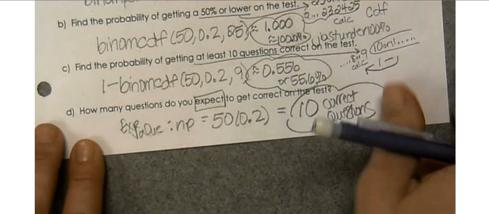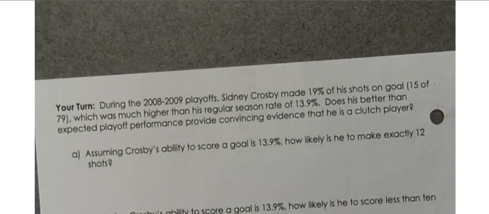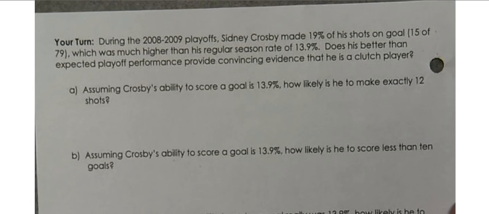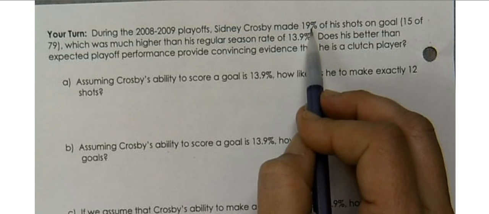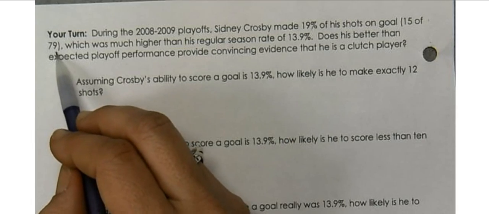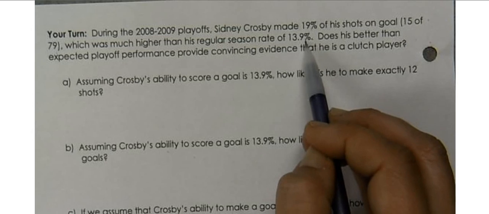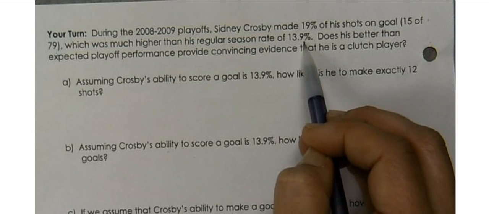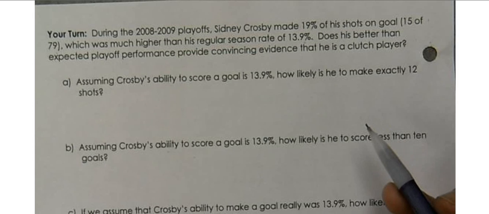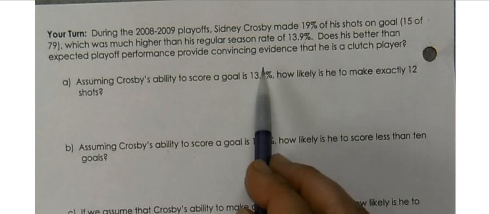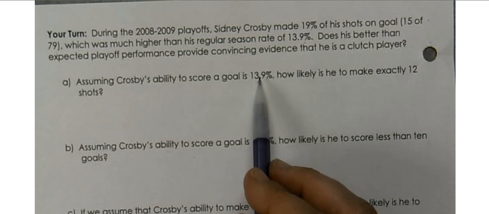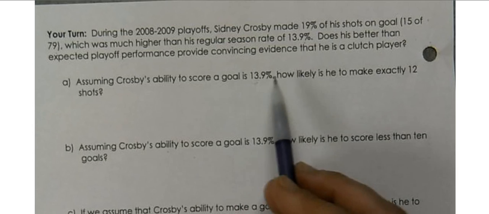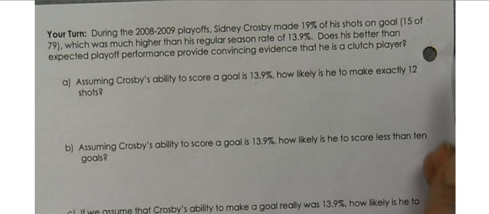Let's flip to the back. And I know this says your turn, but since I'm giving video notes, we'll kind of talk through this together. So this says during the playoffs, Crosby made 19% of the shots on goal, which was 15 out of 79. And that was much higher than the regular season rate of 13.9%. So does his better than expected playoff performance provide evidence that he is a clutch player? Well, because this 13.9% contained more of this, like the whole season, let's assume that that is his ability. We'll use that. How likely is he to make exactly 12 shots?